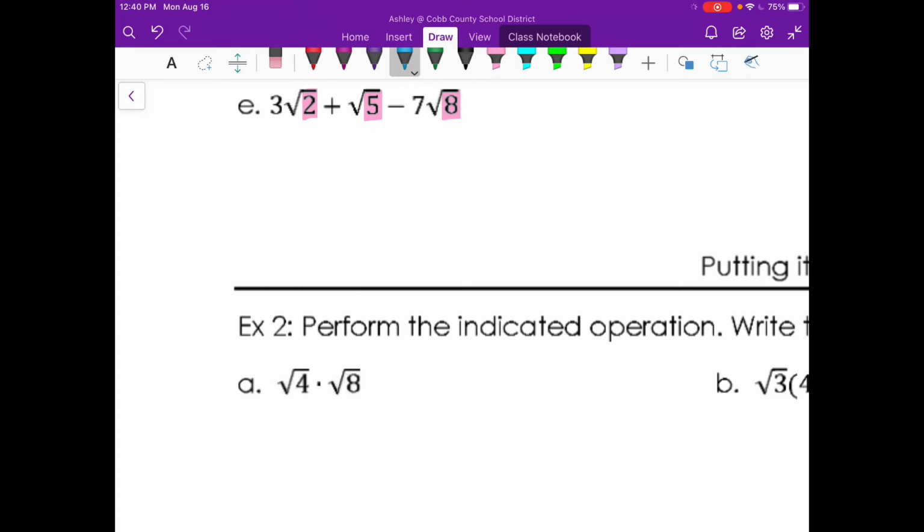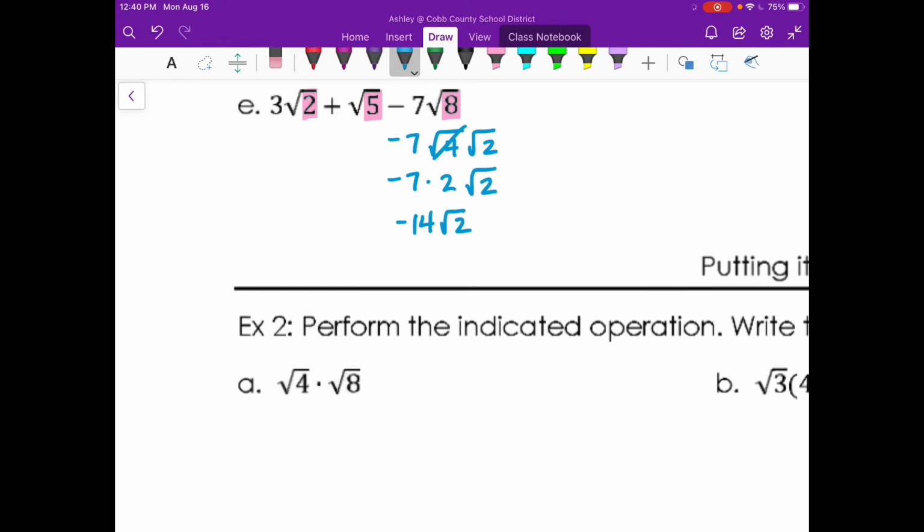So we're going to bring down our negative 7, and we're going to split that 8 into 4 times 2. Radical 4 times radical 2 equals radical 8. And then we're going to take the root of 4 and multiply it with that 7 that's already out in the front, giving us negative 7 times 2, radical 2. And then finally we're going to multiply those to give us negative 14, radical 2.